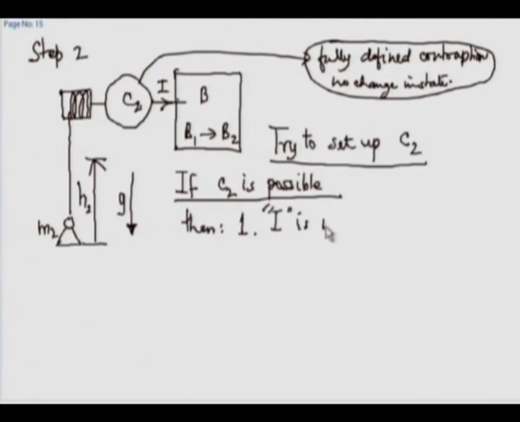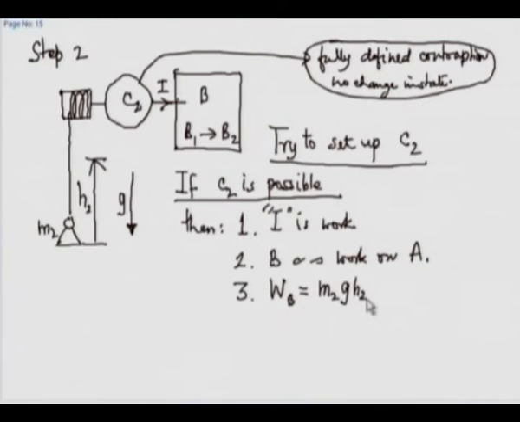Again we say I is work. Then we say in this case B does work on A. And third, quantification: work done by B is M2 G H2 and work done by A is minus M1 M2 G H2, and that's the end of the definition.